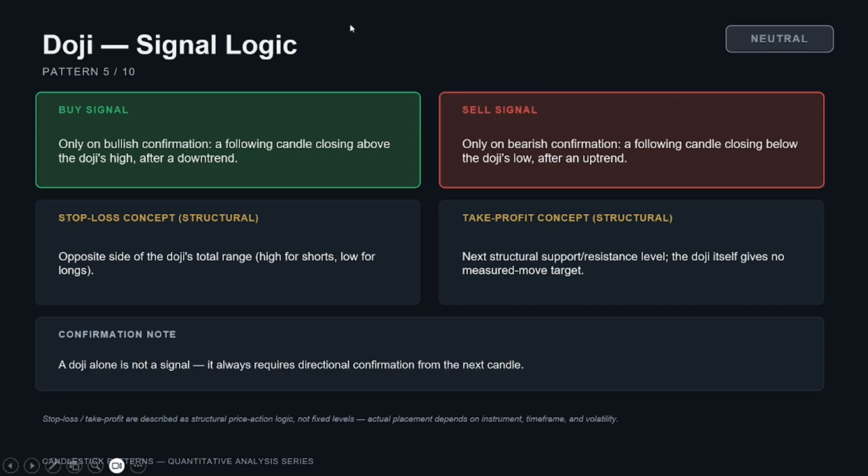Signal logic: only valid with confirmation. Bullish if the next candle closes above the doji high after a downtrend; bearish if below the doji low after an uptrend. Stop loss concept: opposite side of the doji range. Take profit concept: next structural support or resistance level. The doji itself gives no measured move target.